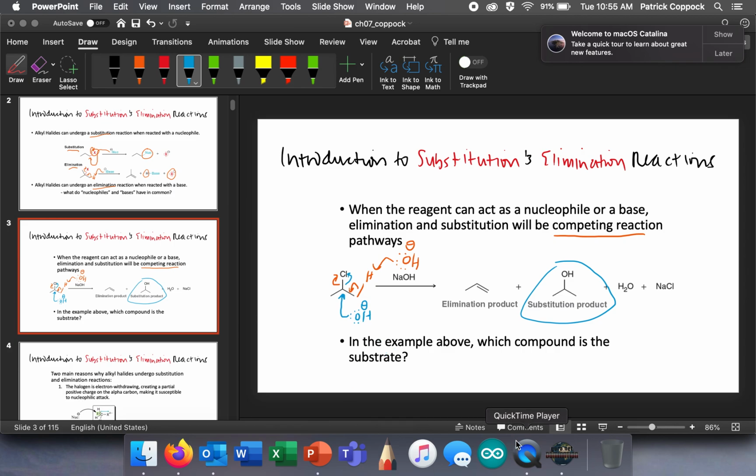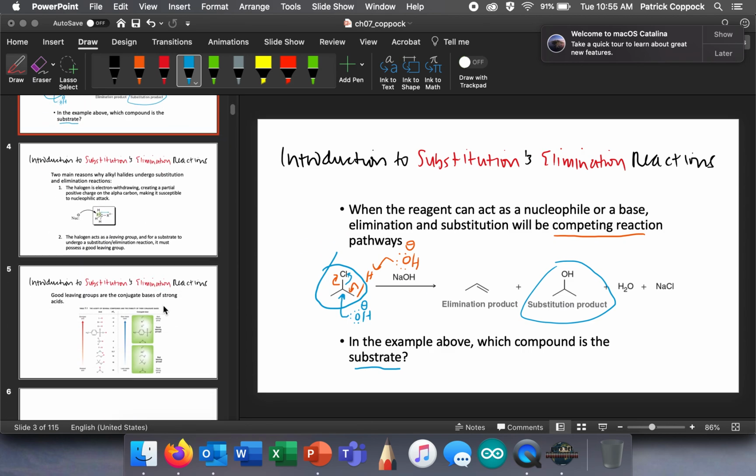Okay? So now I do want to use the term substrate. In the example above, which compound is the substrate? And the substrate is this thing here. That's the thing that's getting attacked. I will use that term, and I want you to be comfortable with that.